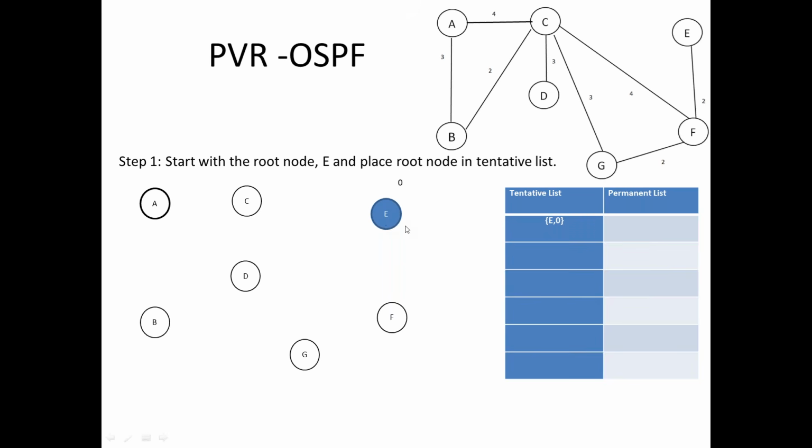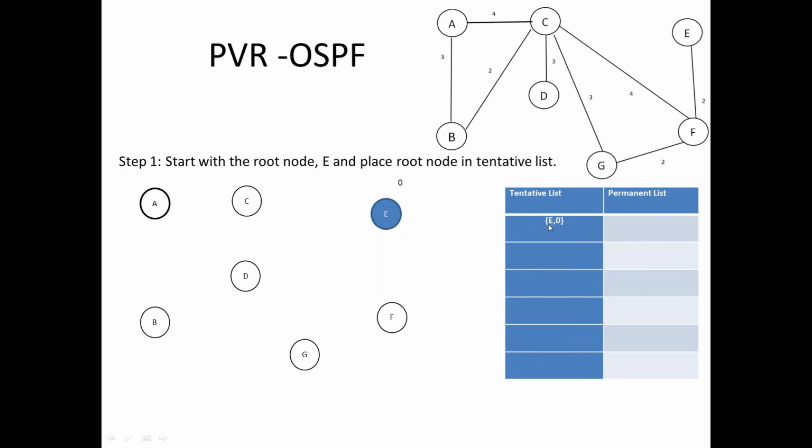That is why I have made this particular node blue in color, to identify that this is the root node. And if you see here, in the table we have two columns: one is the tentative list and the other is the permanent list. So if I consider E as the root node, then I have to place that value in the tentative list.